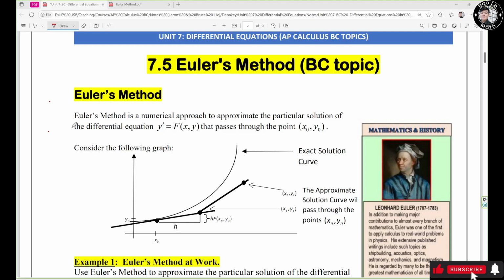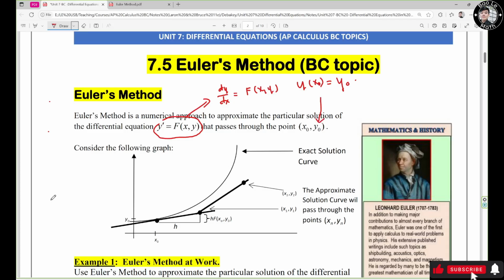Hello everyone, in this video we're going to explore topic 7.5, how to use Euler's method to approximate a particular solution to a differential equation dy over ds equals f of s and y, because y prime is dy over ds, so it could be f of s and y, where y of s0 equals y0.